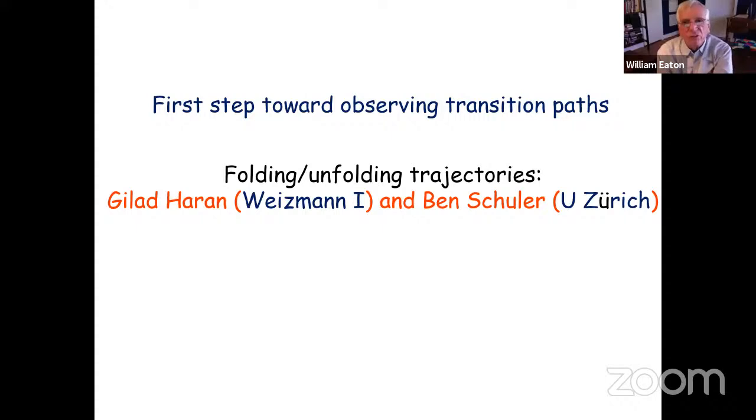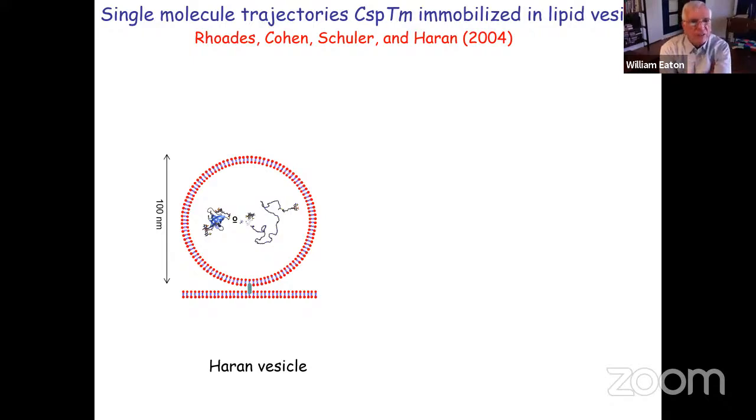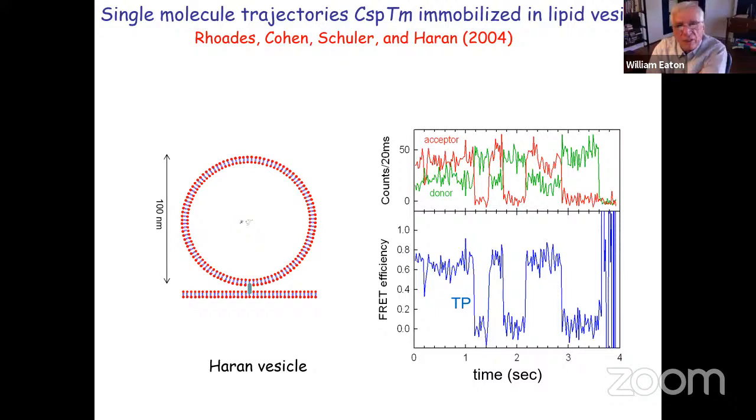Well, the first step toward observing transition paths was to observe folding and unfolding trajectories, which happened after Ben left the lab, when he collaborated with Gilad Haran to measure the first folding and unfolding trajectories. Gilad had developed this clever method of isolating a protein in a lipid vesicle to actually measure trajectories. To make the dimensions more realistic, this is the molecule relative to the vesicle size. And they observed beautiful unfolding and refolding trajectories. Here are acceptor photons, donor photons. They calculate the FRET efficiency, which goes up and down.